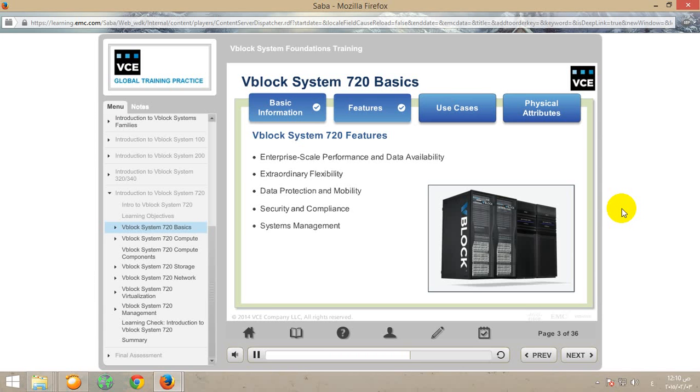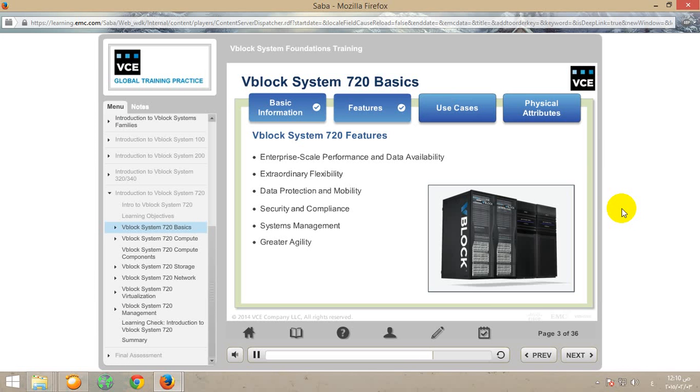Systems management. VCE delivers intelligent systems management of vBlock System 720, optimizing services and integrating directly into VMware technologies. VCE also provides an extensible API to leading management tools to protect investments in existing management frameworks.